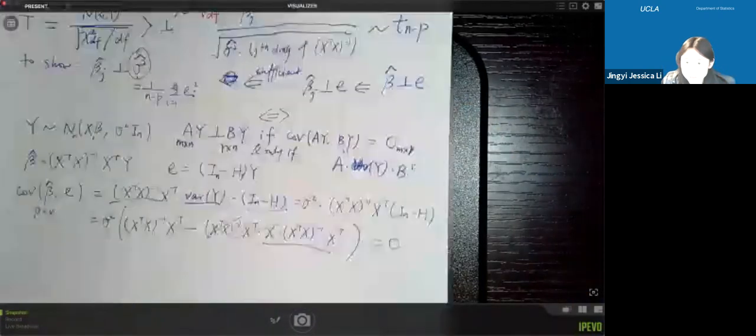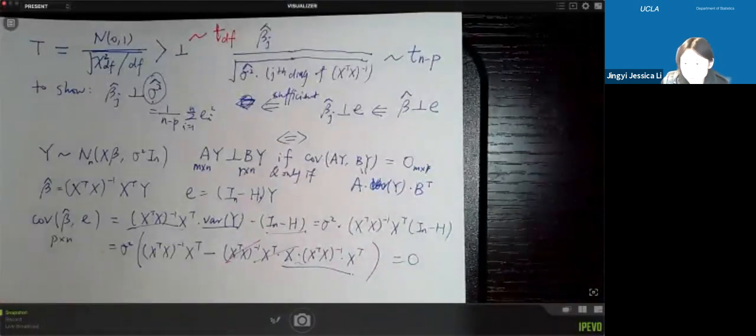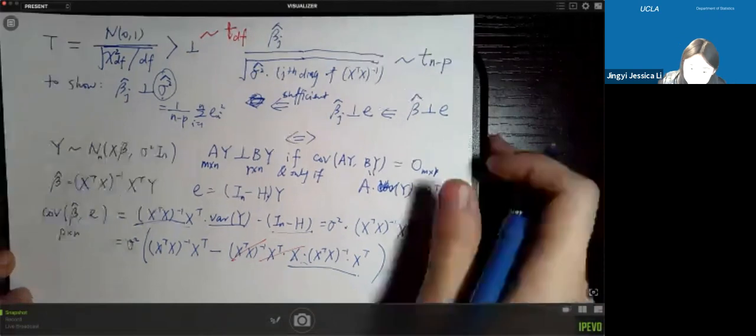That's it. So we have a t-test for each beta j. If you want to know whether that beta j is 0 or not, you can do a t-test. The next thing to talk about is a multivariate version of this test, and that's called the Wald test.